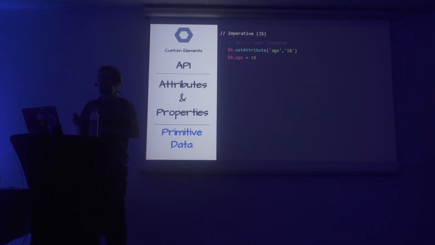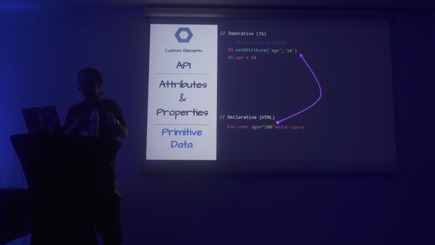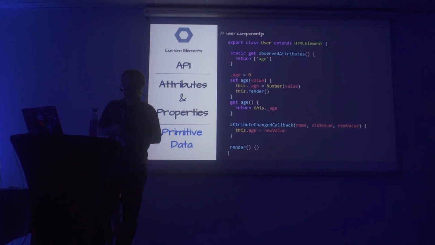Or you can set the property because it's just DOM. And I guess you know that every DOM element has some properties, and you can imperatively set that property. This is how we do it here. And then you can declaratively use that element and set the values via these attributes. By the way, under the hood, what the browser does when you write such HTML is call set attribute. So, simple as that. Let's implement this.